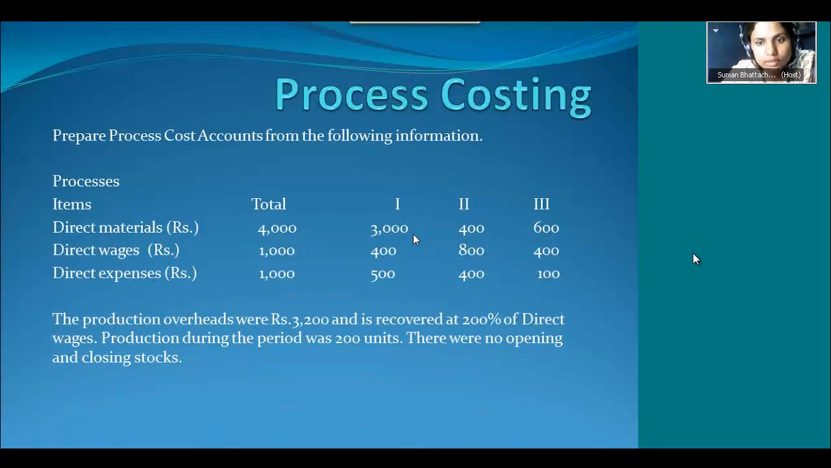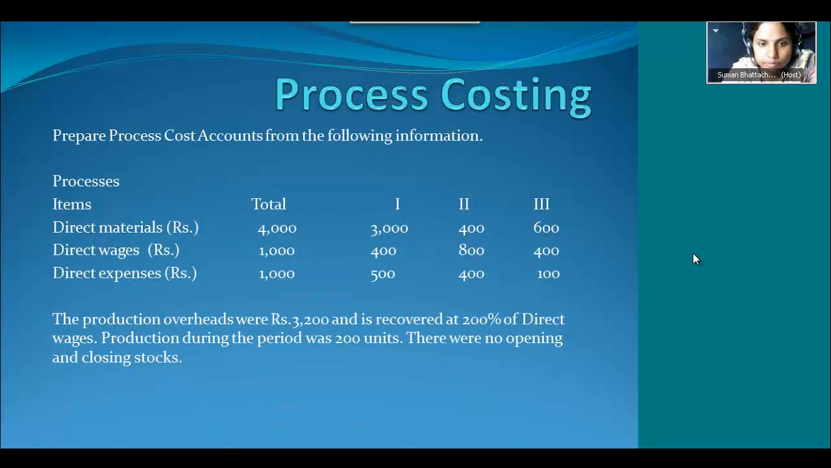Direct materials total is 4,000: for first process it is 3,000, second process 4,000 and third process 600. Now direct wages, total 1,000: for first process 400, second process 800 and third process 400. Then direct expenses, total is 1,000: for first process 500, second process 400 and third process 100. And the production overheads were rupees 3,200 and it has to be recovered at 200% of direct wages.